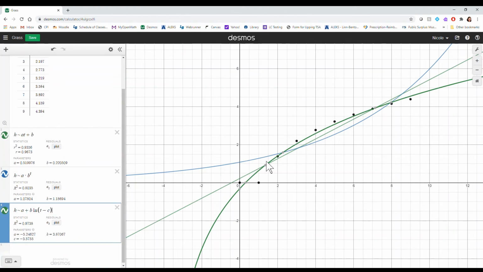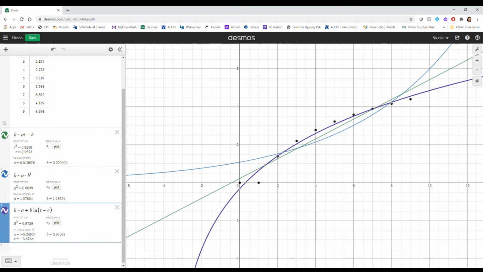All right, so here's our 3 models. Wish 2 weren't green. Let's make this one purple, shall we? There we go. All right, so there's our natural log in purple. Our linear is in green, and our exponential is in blue. Which one is the best model? Well, let's look at our R-squared values. This has 0.9356, this has 0.8035, and this has 0.9738. So I think this is actually our best model. It has the highest R-squared value. So that's the model that we're going to use.